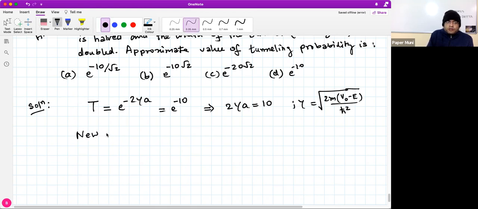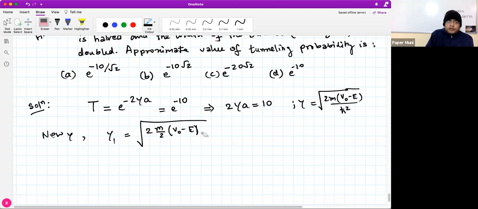Okay, new gamma, let's say, becomes new. So we talk about new gamma, which is gamma 1. Now let's put in the values which we have been given. The mass is halved, so we put m by 2 and minus V naught by minus E.